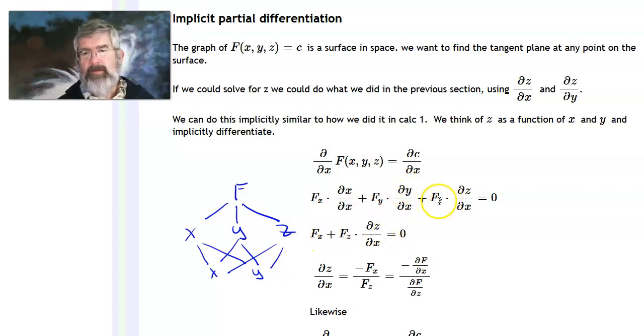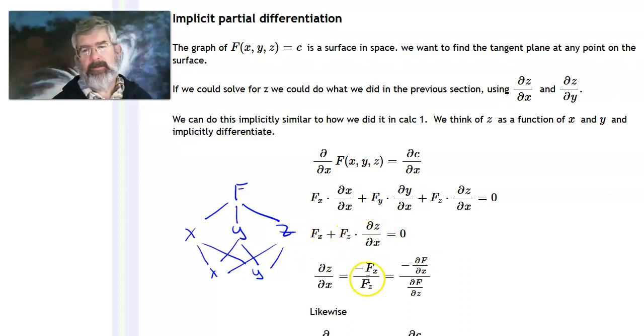And then you've got the partial of f with respect to z times partial z, partial x. And again, this is not 0 because I'm not thinking of z as independent. I'm thinking of z as dependent. And whatever that function is, it will have a partial derivative with respect to x.